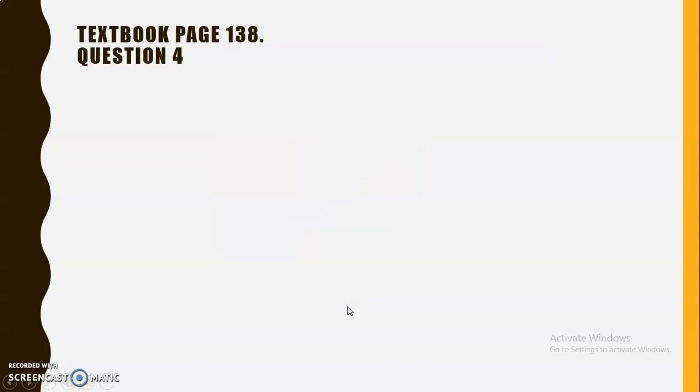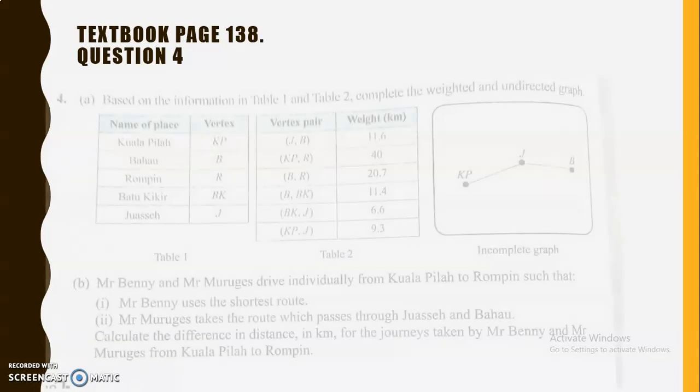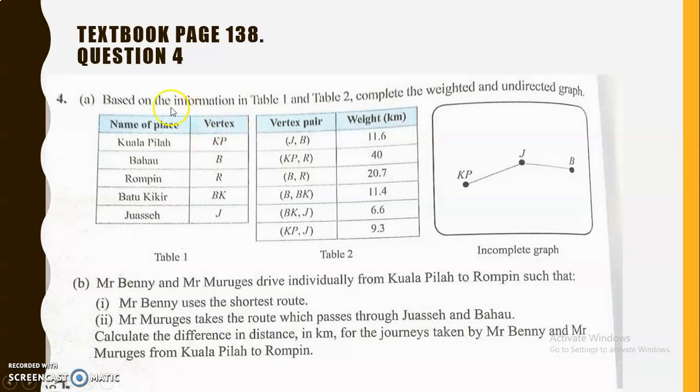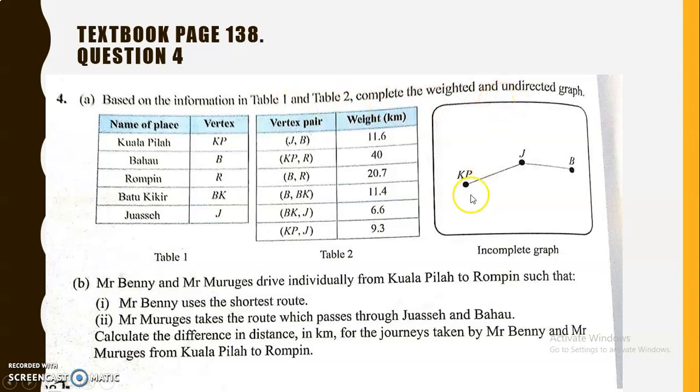So we look at one question, textbook page 138, question 4. Okay. So this one belongs to KBAT question. Based on the information in table 1 and table 2, complete the weighted and directed graph. So they give you KP to J and then J to B. So this one is an undirected graph. Okay, so we look at one by one. Name of place is Kuala Pilah, KP. The vertex is KP. So they drew it already. Bahau, B. They drew B Bahau for you already.